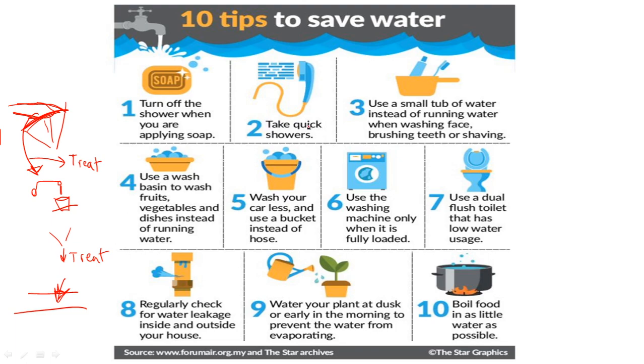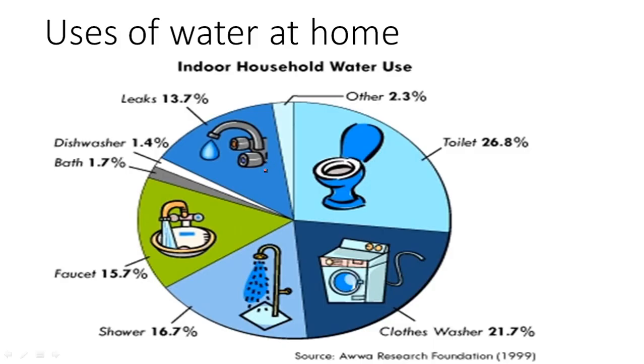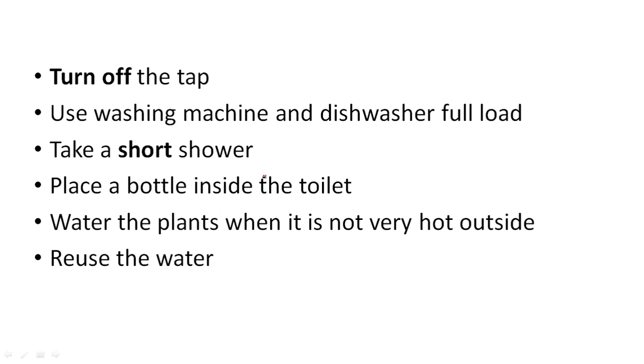Here we have 5 tips to save water. I think these are the main points summarized. So turn off the tap. Sometimes we use the tap water and we leave it running. So just turn on the tap if you are using it. Also use the washing machine and dishwasher with a full load to not waste too much water. Also take a short shower and avoid filling the bathtub.